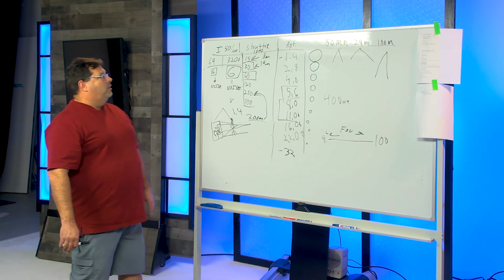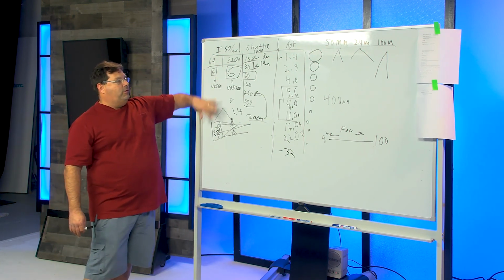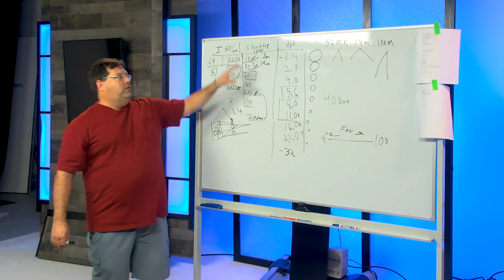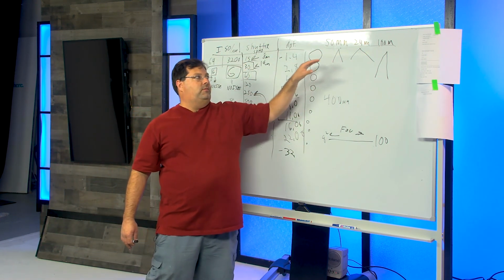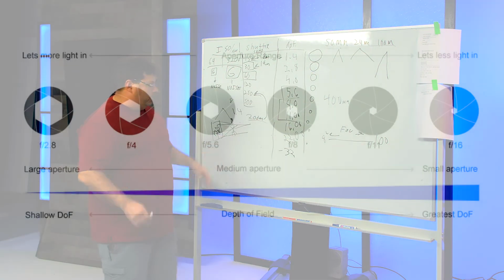All right, now, we talked about ISO and how that relates to exposure. We talked about shutter, how that relates to exposure. We talked about f-stop, how that relates to exposure. We talked about some of the millimeter lenses and how that sees. Crash course is going good.